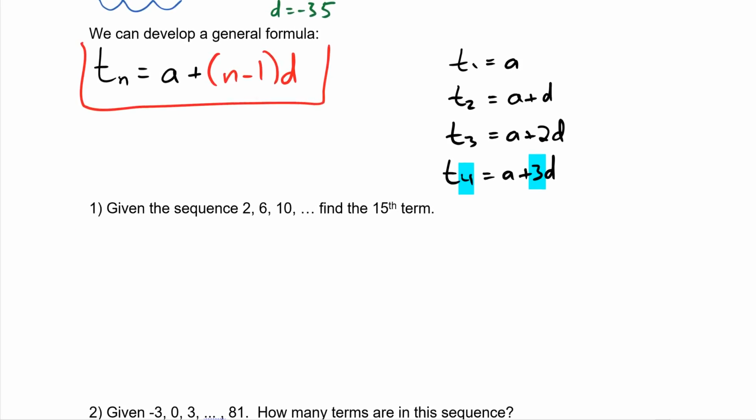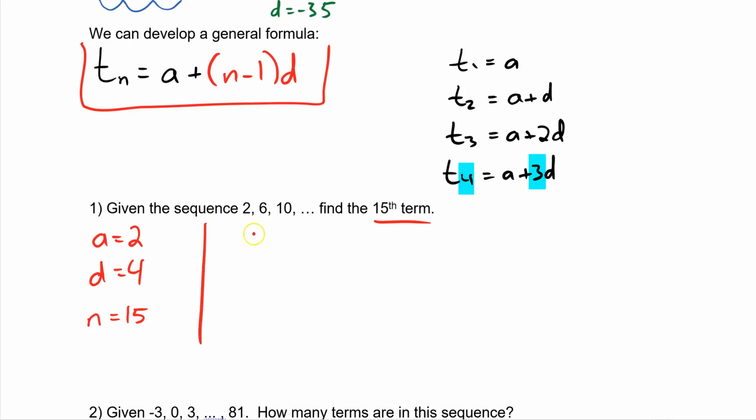Given this sequence, 2, 6, 10, dot, dot, dot, so the sequence goes on, we want to figure out what the 15th term would be. I'm first going to list that the a value is 2. That's my first term. The d value, the common difference, I can figure out just by looking at it. I'm adding 4 each time. And my n value: I want the 15th term, so n is going to be equal to 15.